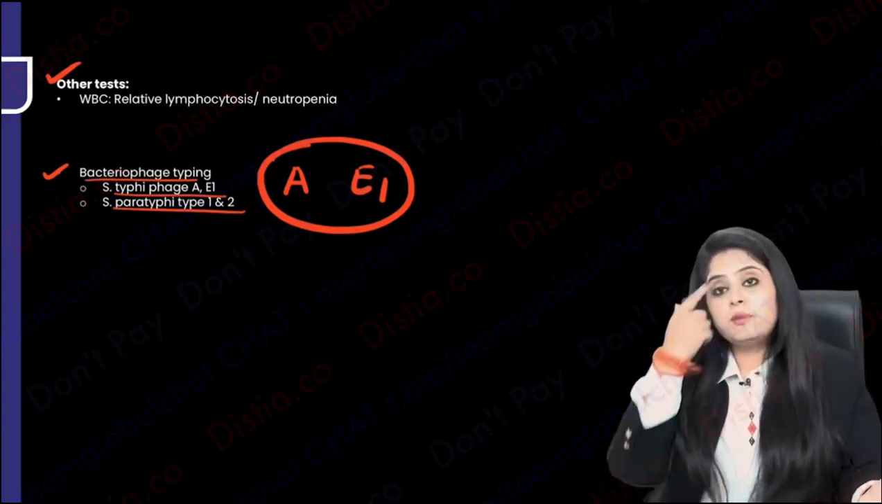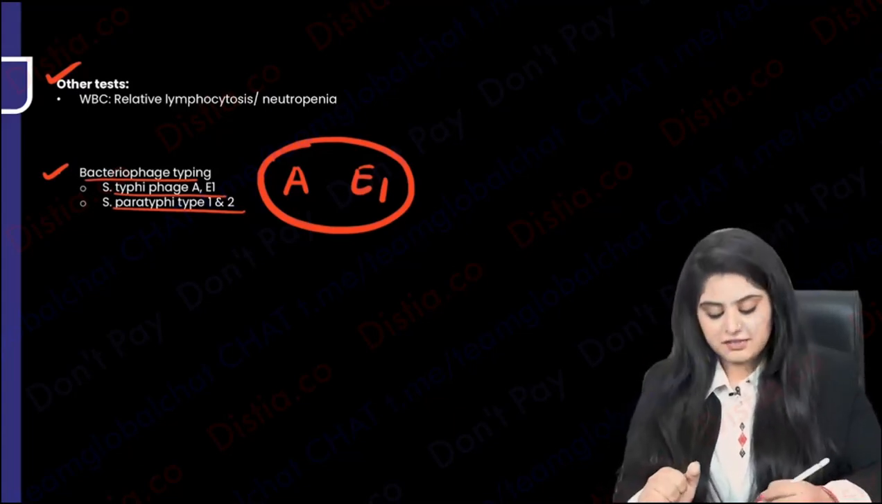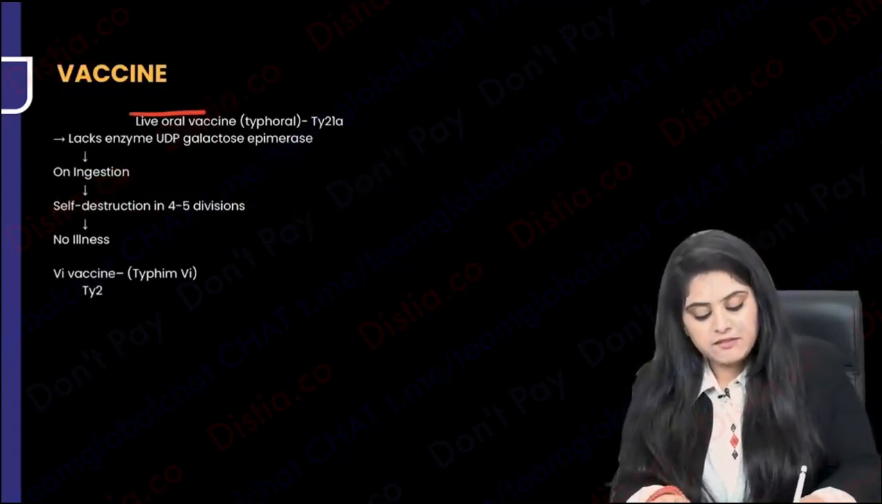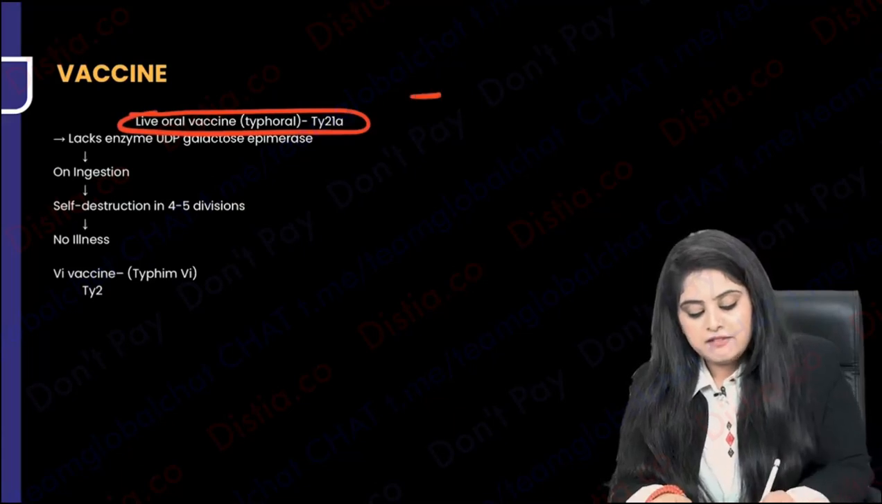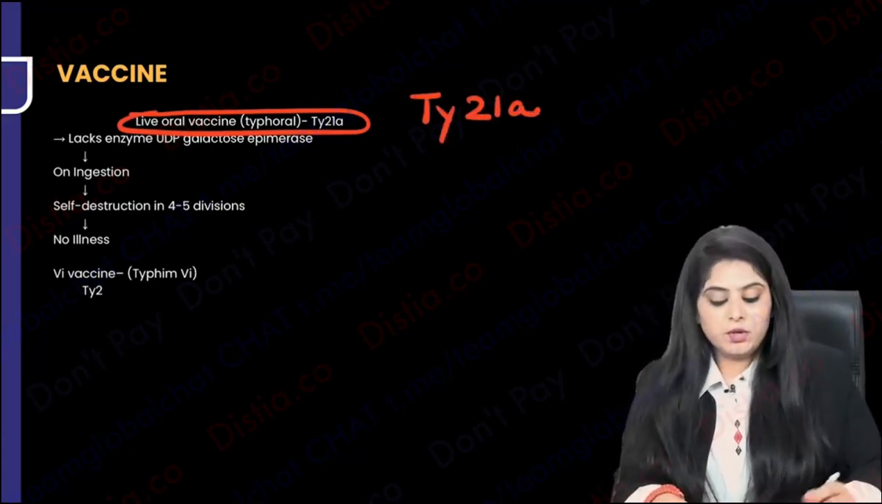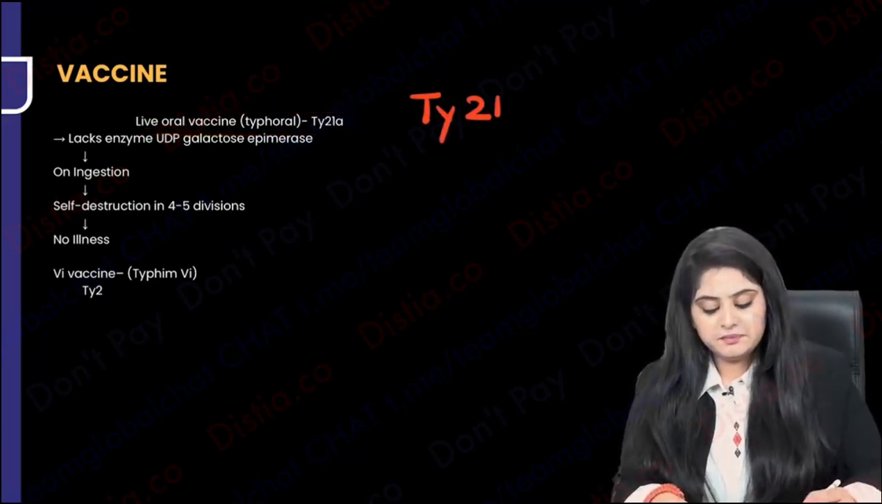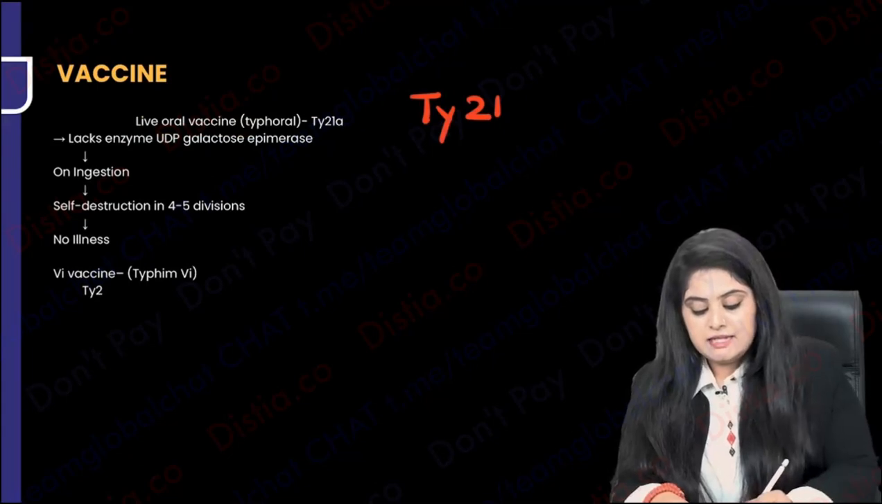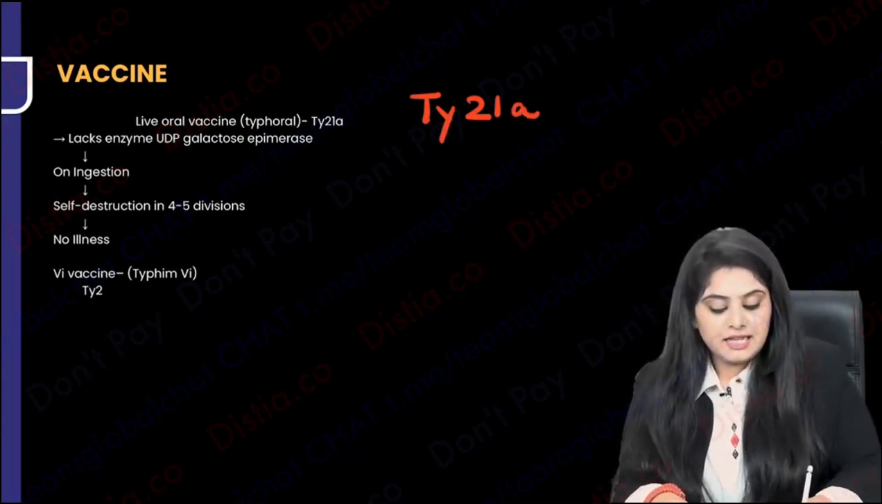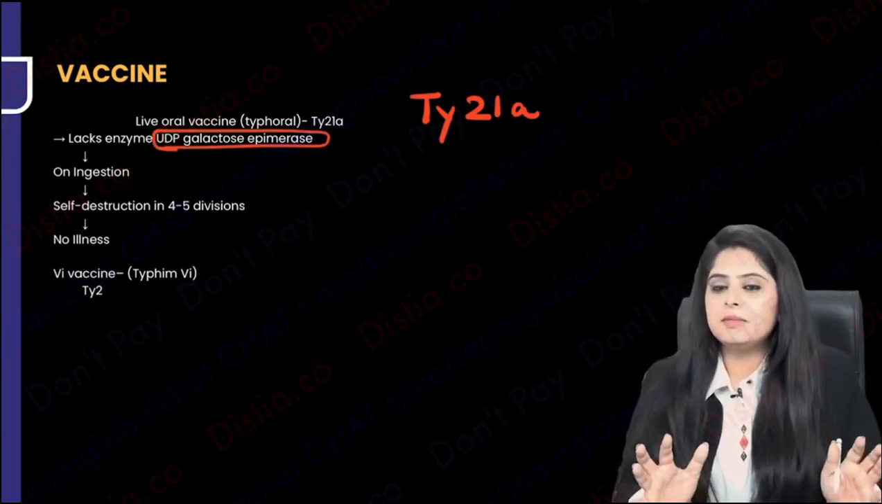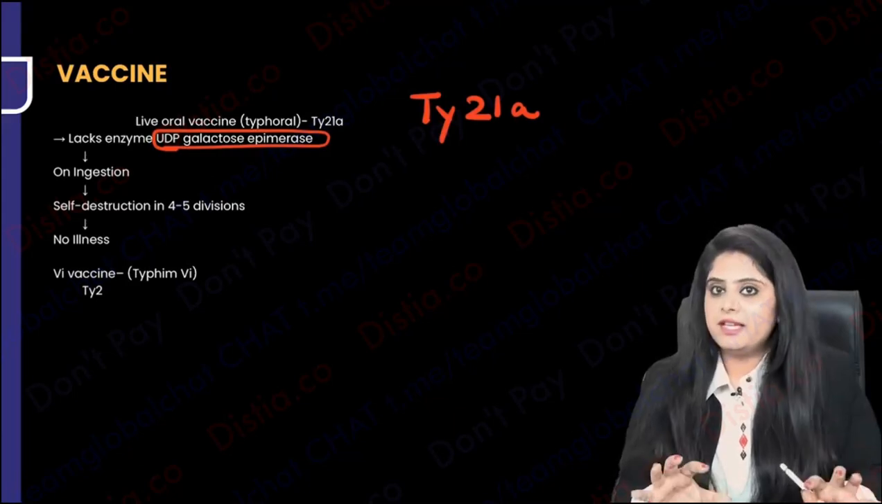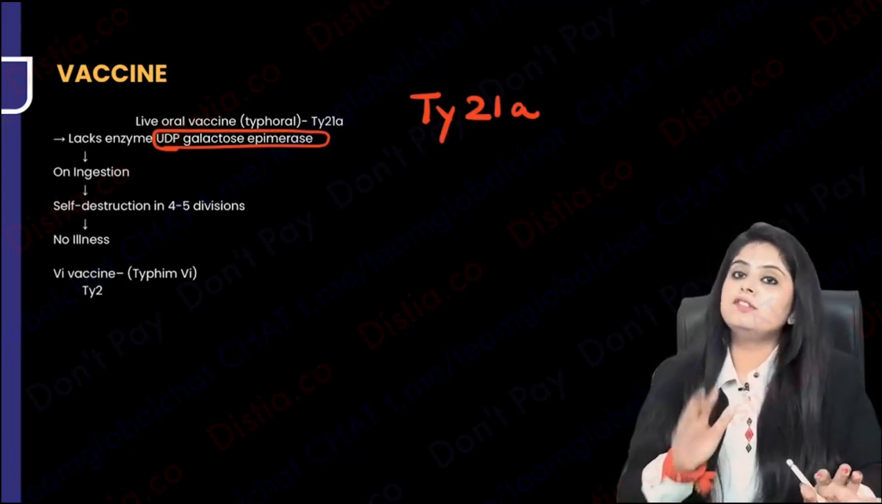Finally, coming to the last part of Salmonella typhi, and that is the vaccine. So you all know now we have a live oral vaccine called Typhi Oral. Typhi Oral TY21A. If you want to go into the details of this vaccine, please note that TY21A is going to lack an enzyme called UDP galactose epimerase. What is this enzyme? Till the time this enzyme is there, the organism is going to survive.